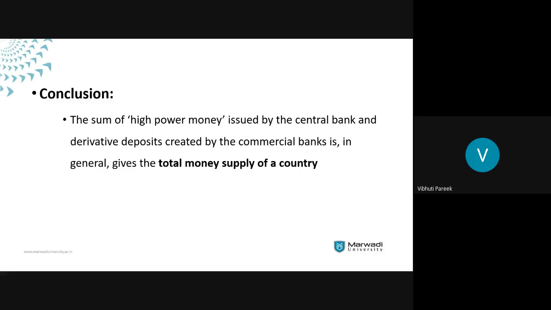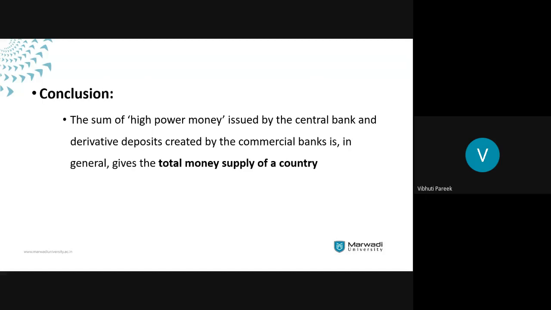The last reason on which this credit creation depends is the efficiency of the banking system: how early a bank is able to provide loans to people and how well they can collect them back. That is also something on which secondary deposits depend.